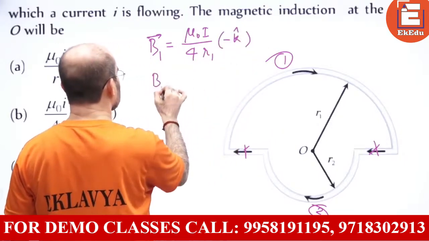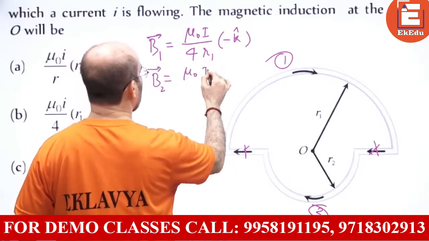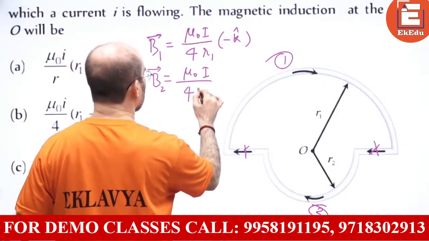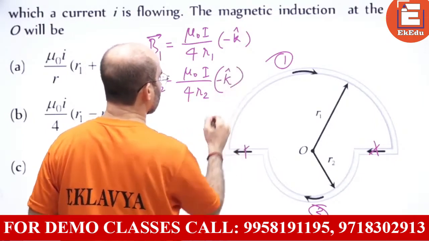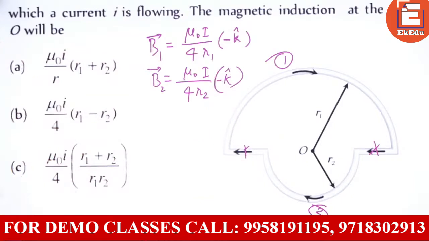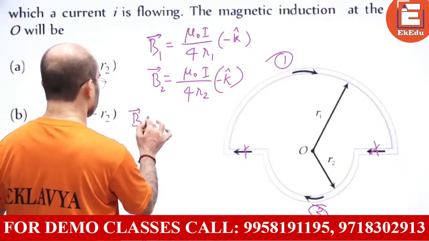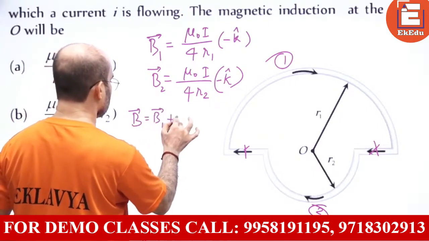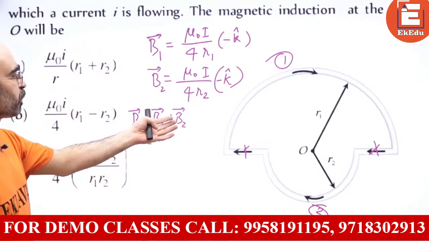Okay, B2 equals mu naught I by 4R2. This is also minus K cap into the page, right? Just add them up. Simply, we need to add them up, right? So B equals, magnetic field equals B1 plus B2. Just do this. This is very simple, no?